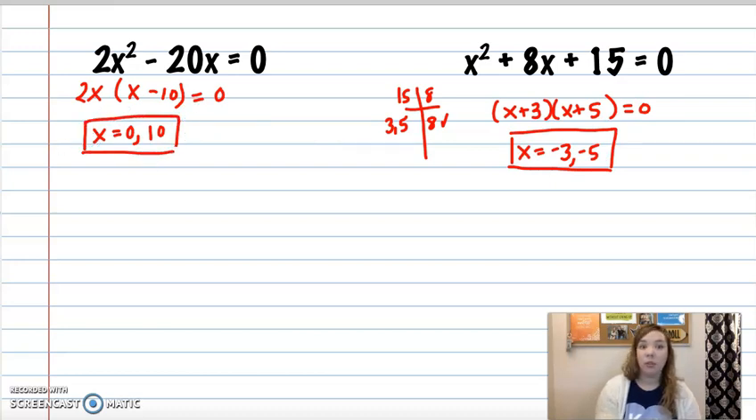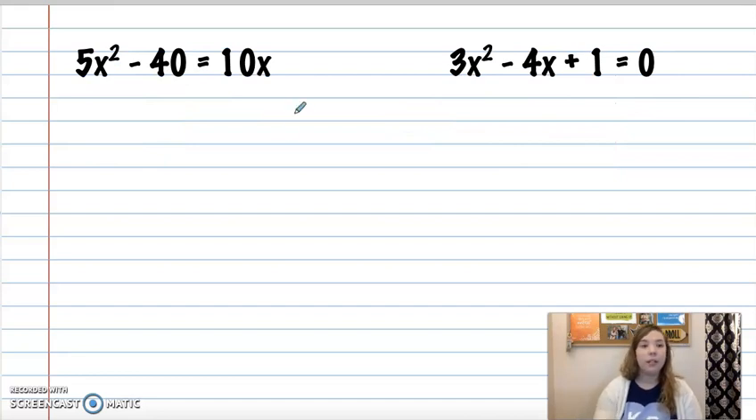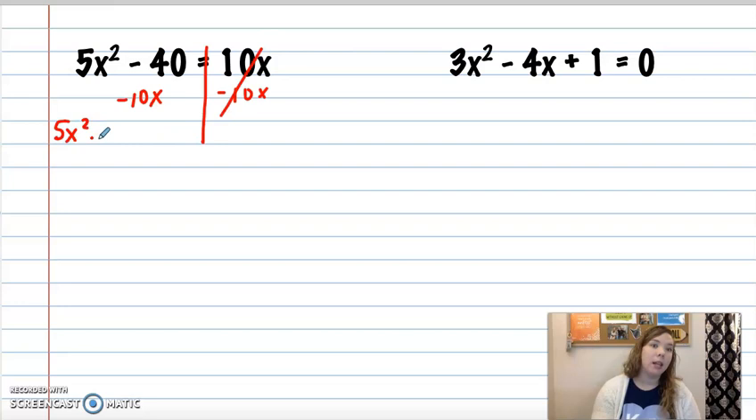One more slide, we'll do 2 more examples. Here's an example of one where I would want to move the 10x to the other side because I need this side to be 0 before I start factoring. And you want to put it in standard form so that you have 5x squared, then the minus 10x with the minus 40 on the end.